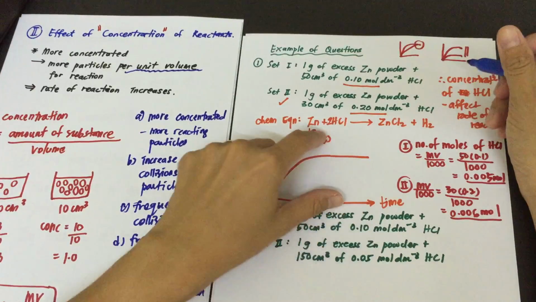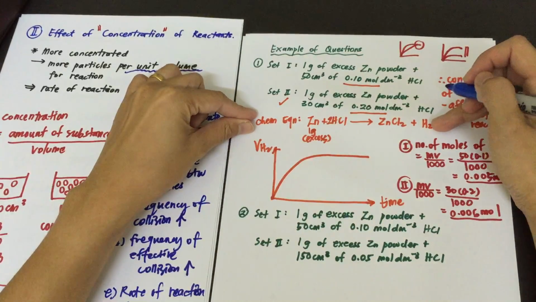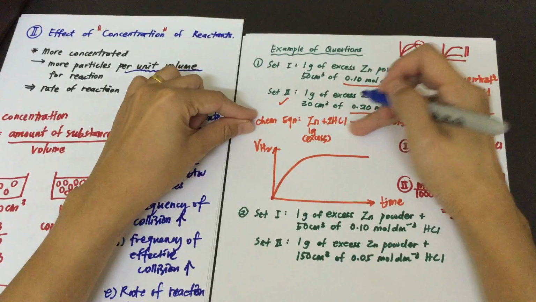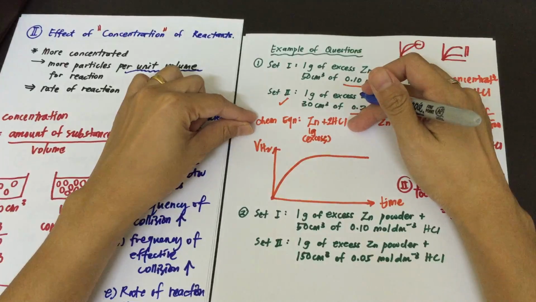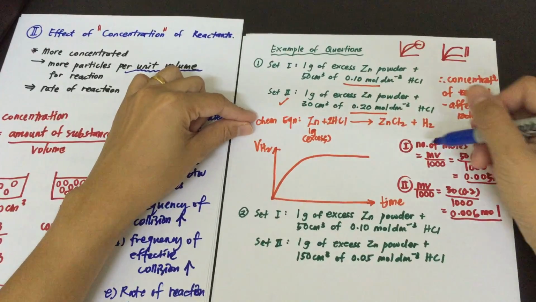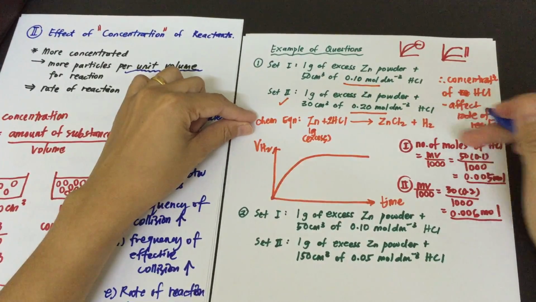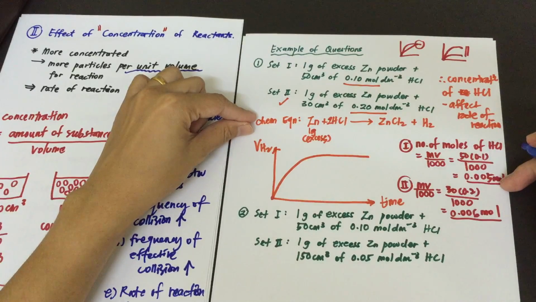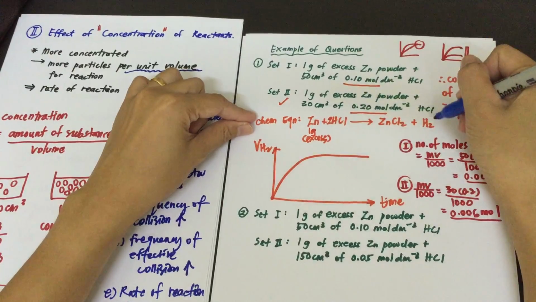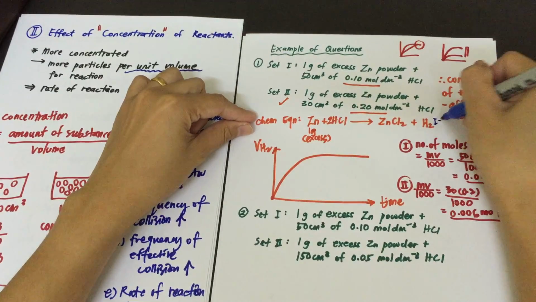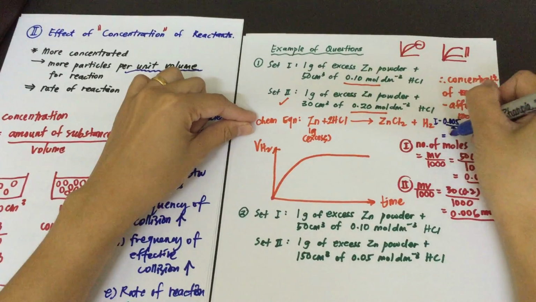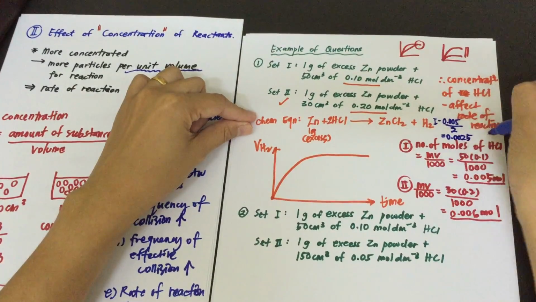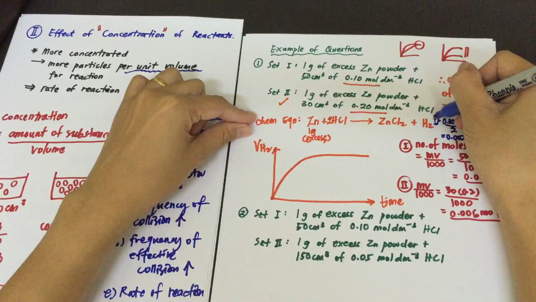1:2. Okay, according to the chemical equation, the stoichiometry ratio of the hydrogen to the hydrochloric acid is 1:2. That's why for the first set, HCl contains 0.005 mole, in which it will give hydrogen of 0.005 divided by 2, which is 0.0025. Okay, this is the first set.